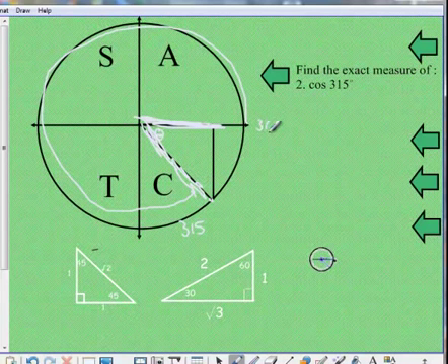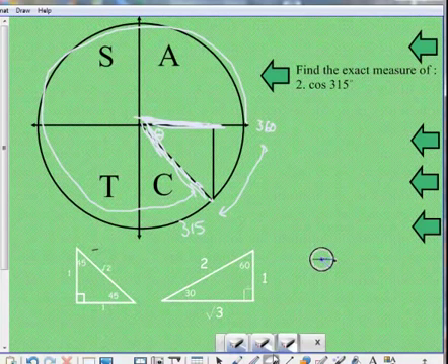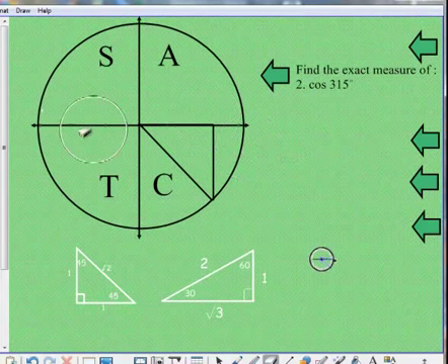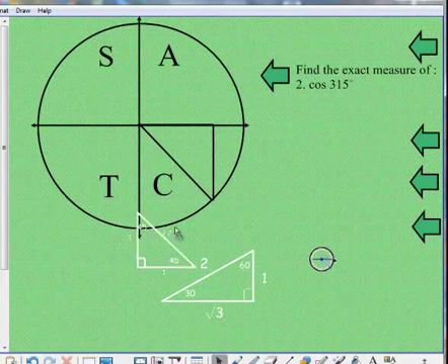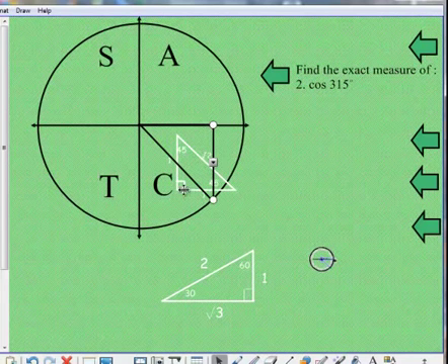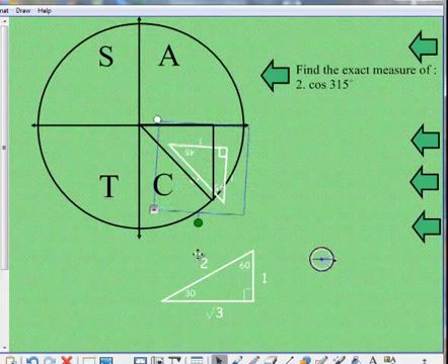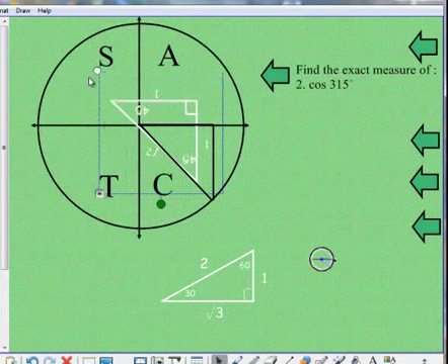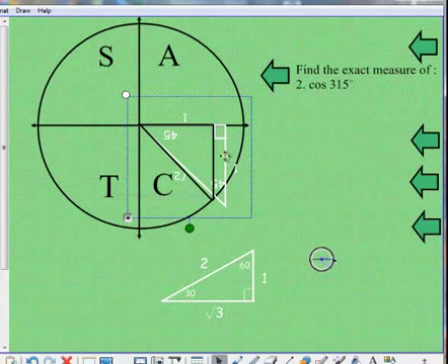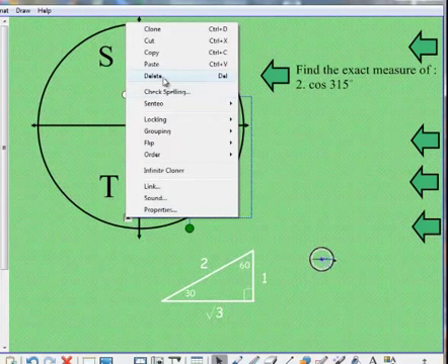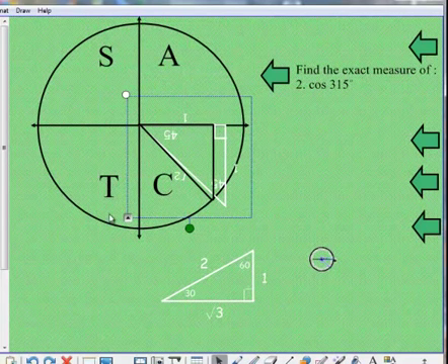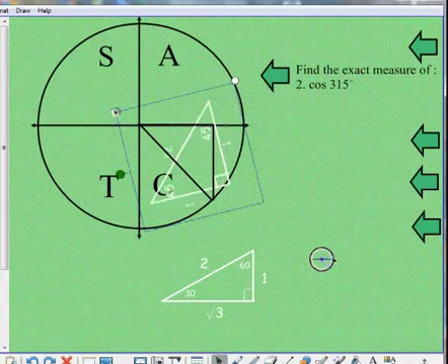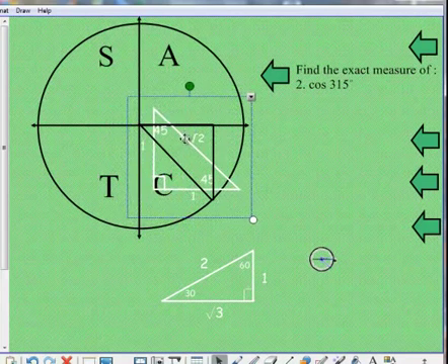Well, if this is 360 all the way around, what's the difference between 360 and 315? 45. Oh, so that must have been a 45-degree triangle. Let's see. Let's come over here. Let's flip it around. And if I put it in there, awesome. It fits almost pretty perfectly for a freehand that I did. So now that I know that that is 45, I can enter in my numbers and my sides.